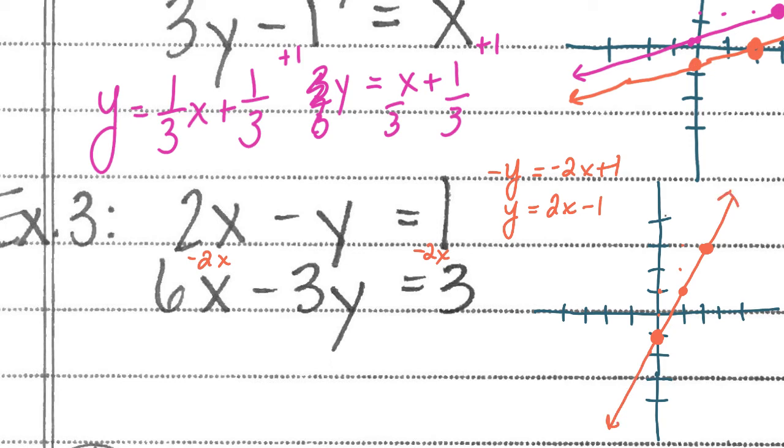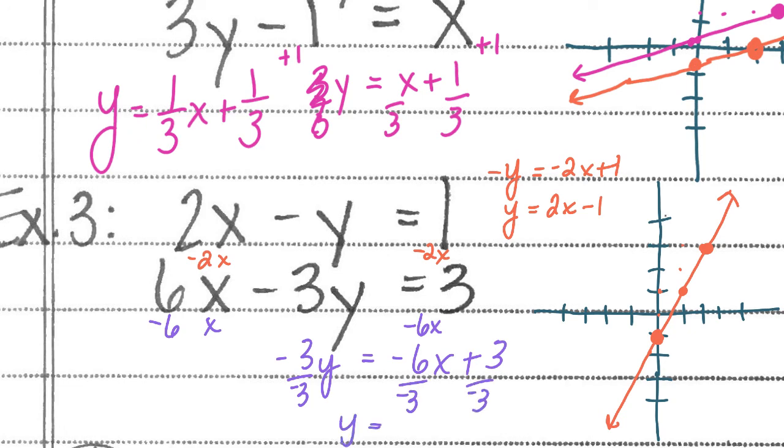If I solve the next one for y, I'm going to subtract 6x from each side. Negative 3y equals negative 6x plus 3. Divide through by negative 3, and y equals 2x minus 1. Look at that. It's the exact same line. So at negative 1, up 2 over 1. Notice this is the exact same line that I just drew.